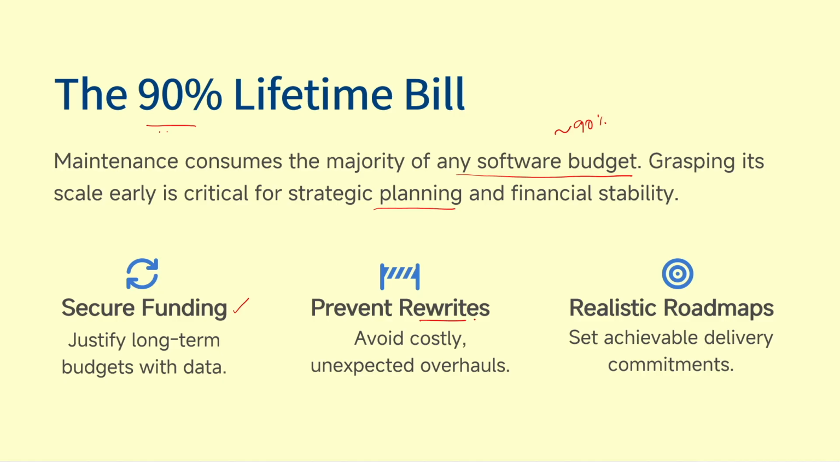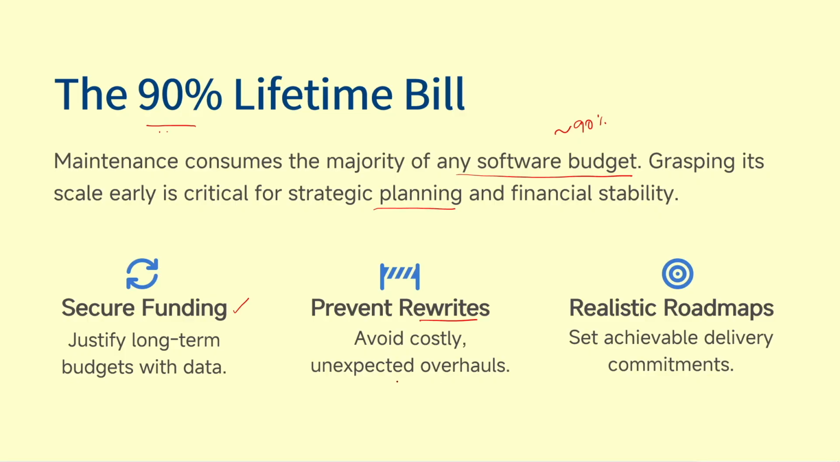Rewrites are normally costly. What we mean by rewriting here is that we are doing a particular functionality or a set of functionalities over again. This is costly because we are doing it for the second or third time, and it is also an unexpected overhaul with respect to cost. The third one is that we can have realistic roadmaps by setting achievable delivery commitments. This is very important when you want to have a very good life cycle or a very good product delivery.